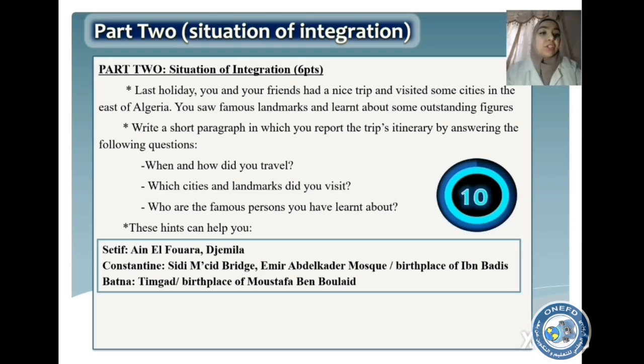Okay, I have to stop it here. Last holiday, you and your friends had a nice trip and visited some cities in the east of Algeria. You saw famous landmarks and learned about some outstanding figures. Write a short paragraph in which you report the trip's itinerary by answering the following questions. When and how did you travel? Which cities and landmarks did you visit? Who are the famous persons you have learned about? These hints can help you. I have given you some help.